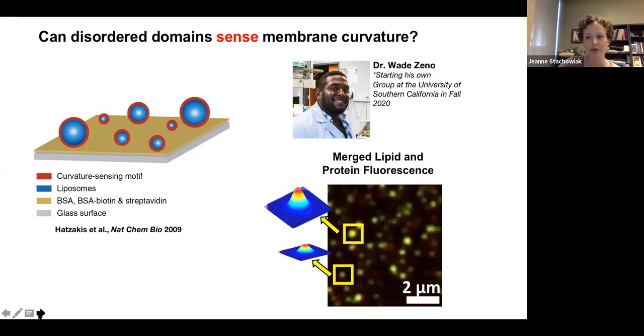And Wade did some clever experiments where basically he tethers vesicles of many different diameters to a cover slip using this chemistry that you can see here. And this technique's been around for a while and has been used to measure curvature sensitivity by structured proteins. And then he just looks at the partitioning of proteins among the small vesicles, medium vesicles, large vesicles. And that turns out to be a really effective means of measuring curvature sensitivity.